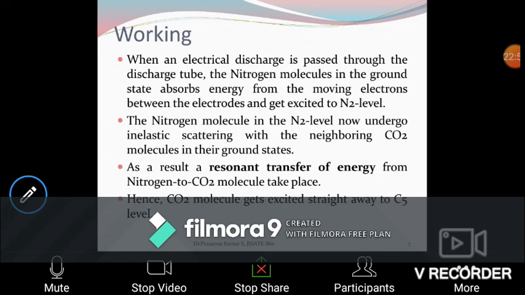When you look at the energy levels, the position of N2 and the position of C5 are almost at the same level. So the energy levels are almost equal. Energy of N2 is equal to the energy of C5. So this is a resonant case. So now the energy is completely transferred to C5.